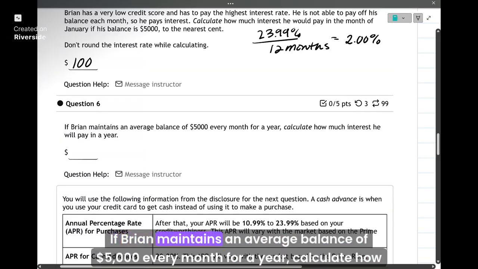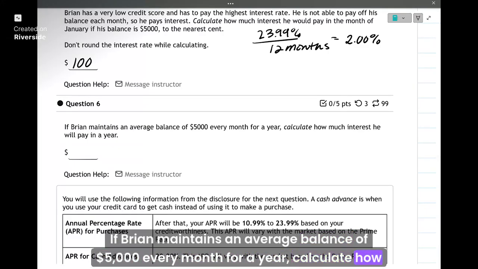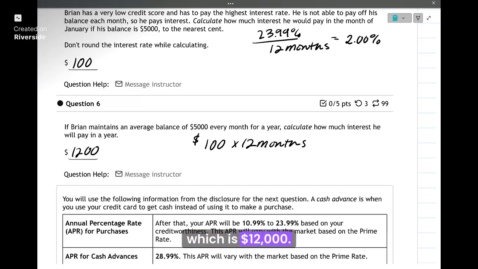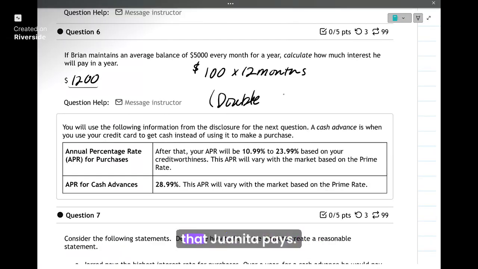If Brian maintains an average balance of $5,000 every month for a year, calculate how much interest he will pay. He'll pay $100 times 12 months, which is $1,200. And so he'll pay double the amount that Juanita pays.